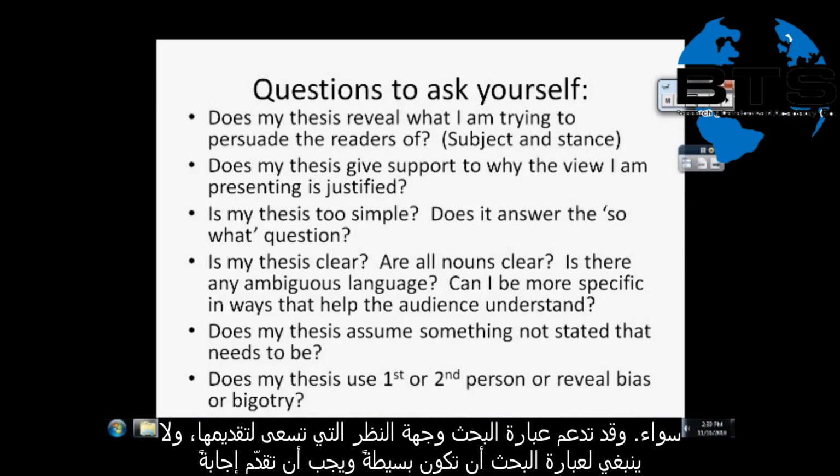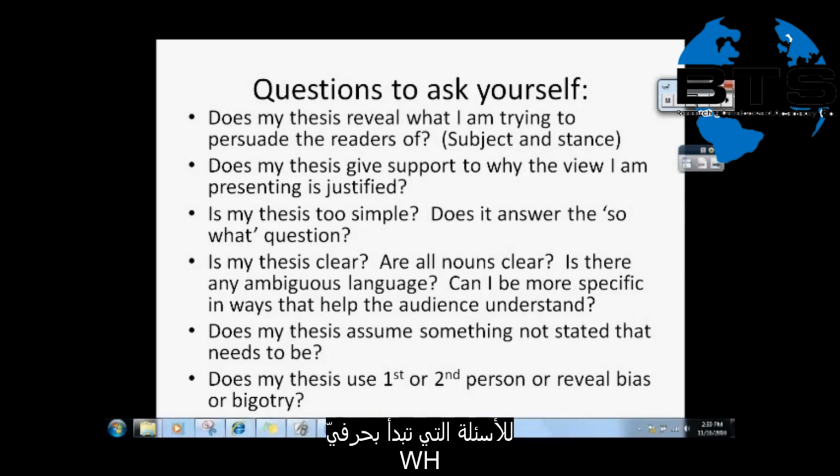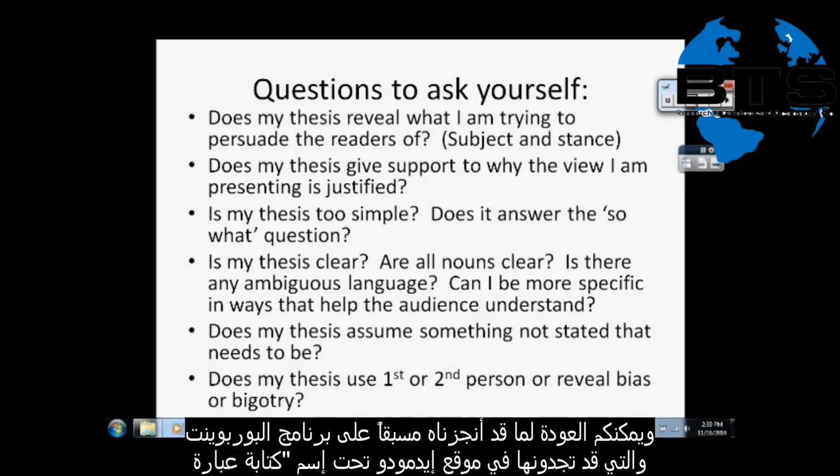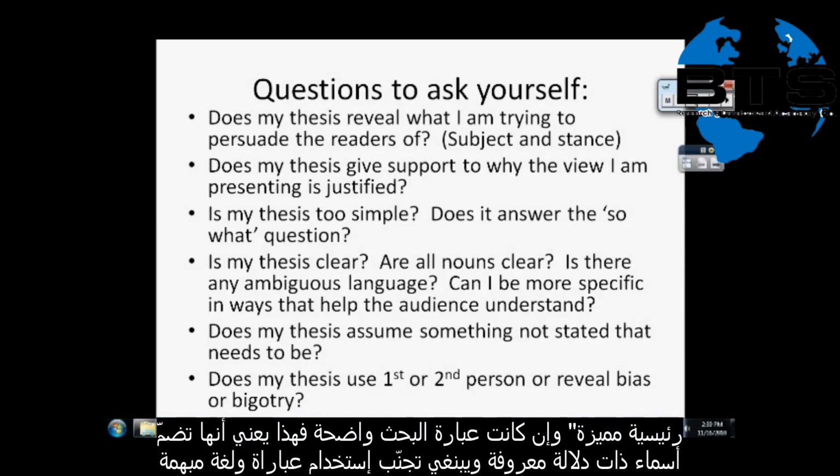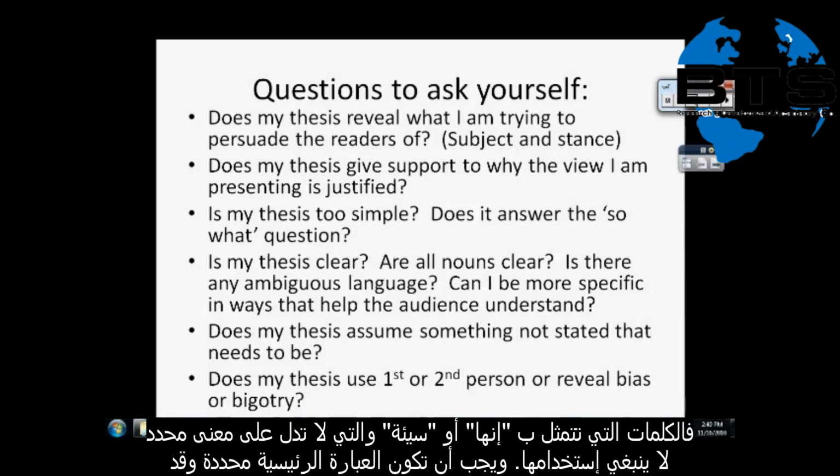Your thesis shouldn't be too simple. It should answer the "so what" question. That "so what" question is a reference to a PowerPoint we did earlier in the year. You could find it on Edmodo. It's called Writing an Effective Thesis Statement. Your thesis statement should be clear. You should have nouns that I know what it refers to. You should avoid ambiguous language. So words like "it" or "bad," things that don't have specific parameters, shouldn't be used. Ask yourself if you can be more specific.